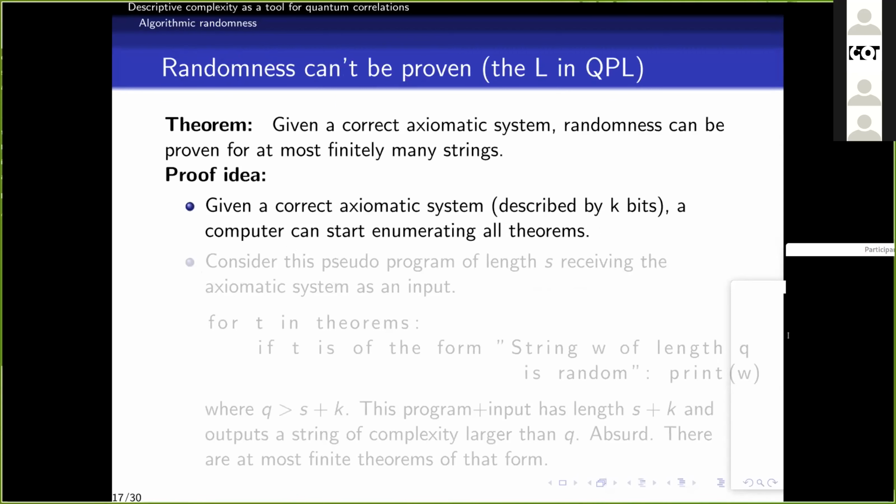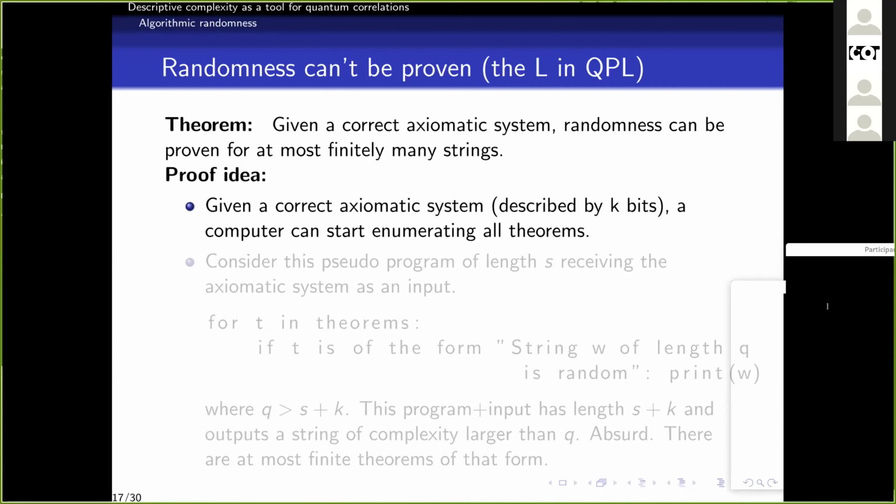And of course, we are in QPL, so I have to say something about the L, which stands for logics. So I will tell you a nice result about algorithmic randomness that has to do with logics. The thing is that randomness cannot be proven. Randomness defined this way, as strings whose descriptions are as long as the string, can't be proven. So the theorem goes as follows. Given any correct axiomatic system, randomness can be proven for at most finitely many strings. I will give you an idea of the proof without entering into many details because it's a really nice proof.